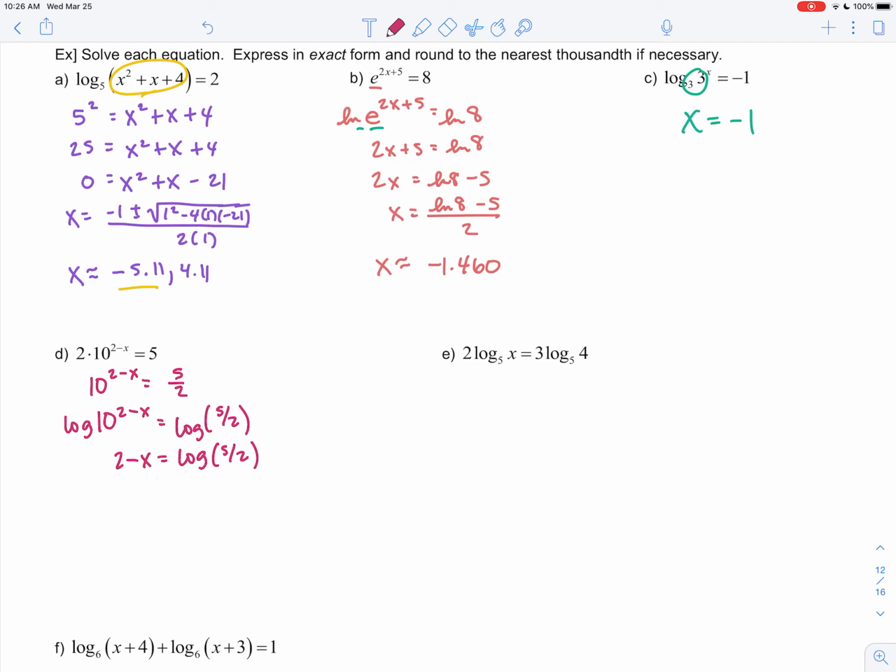I want to solve this for x, so I'll start off by subtracting the 2 and then divide by -1. When you divide by -1, the signs of both terms change. Then you can put this in your calculator, and you get approximately 1.602.